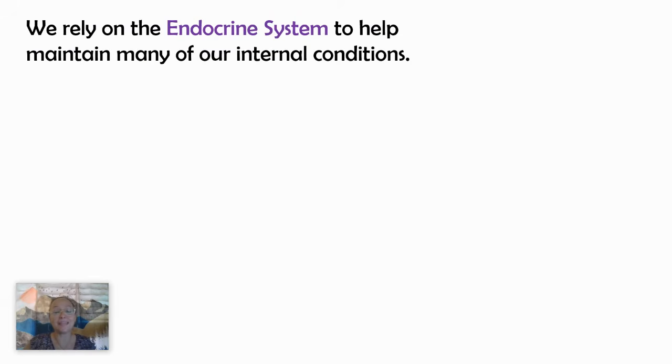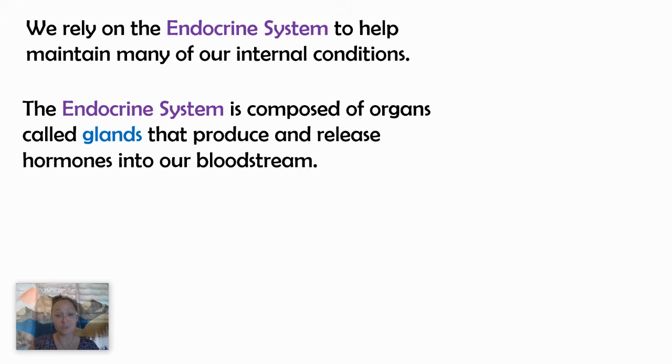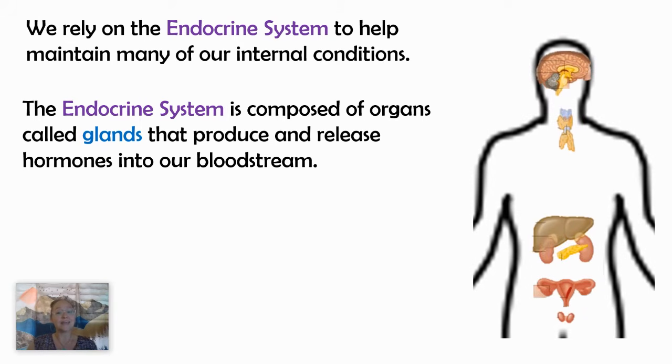So how do we maintain homeostasis though? We rely a lot on the endocrine system to help maintain our internal conditions. Now, we will also use the nervous system as well as the excretory system and a lot of different body systems all working together. But in this video, we're going to focus on our hormones and the endocrine system. So the endocrine system is composed of organs that are called glands, and glands are organs that release hormones into the bloodstream.